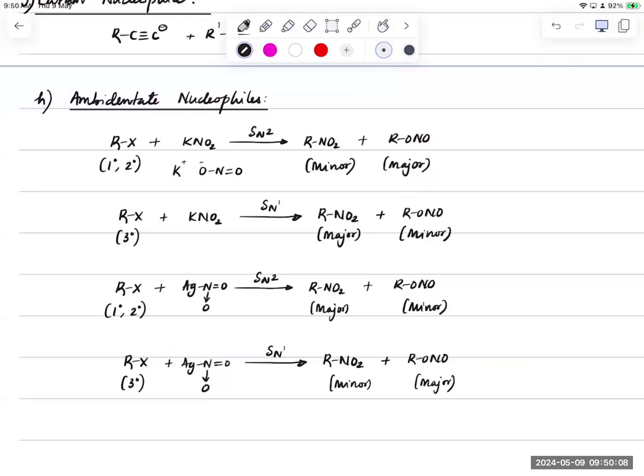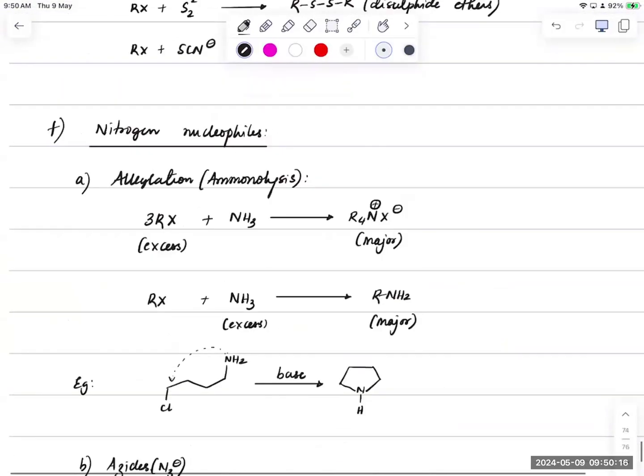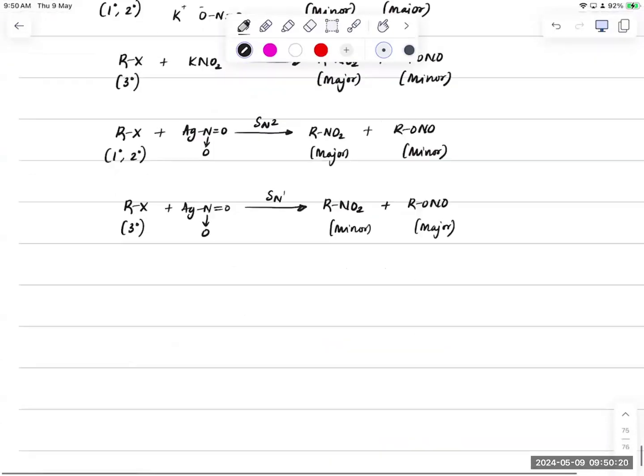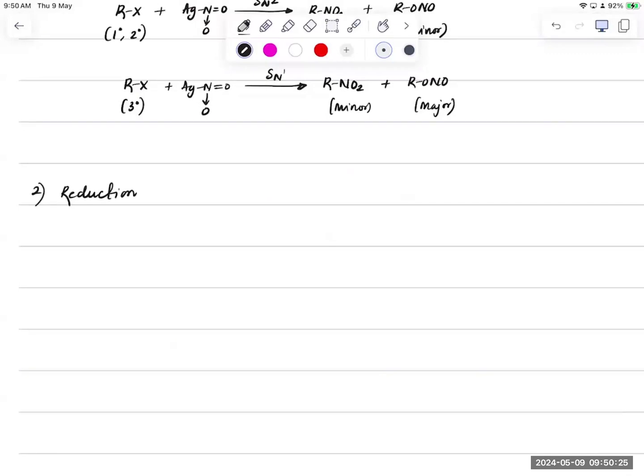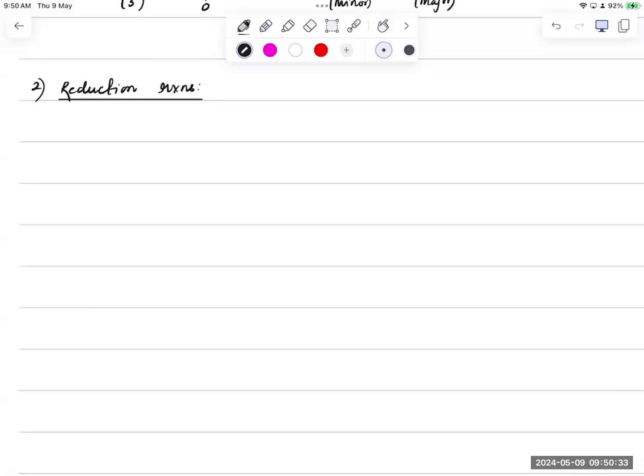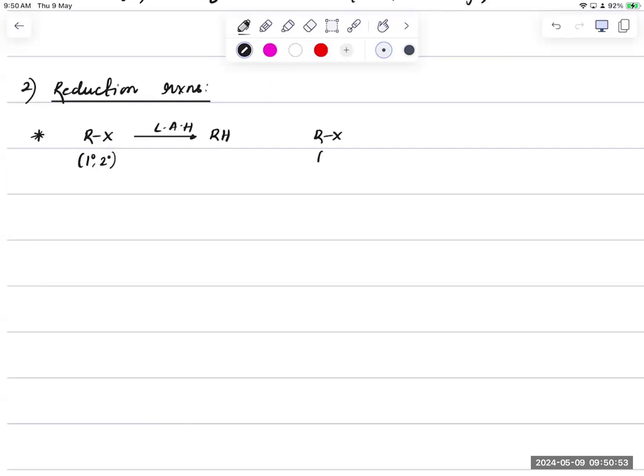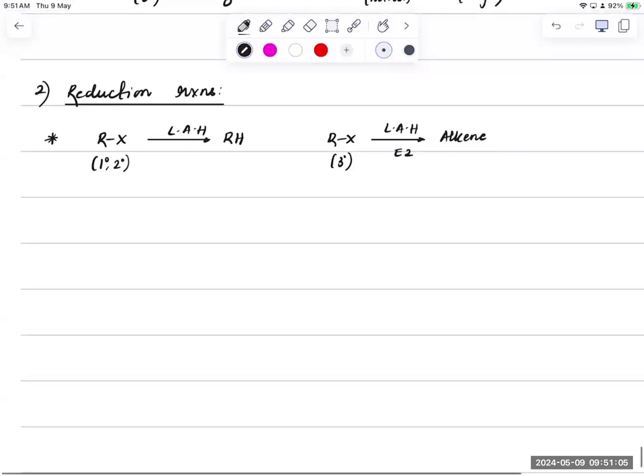Clear, everybody? I hope this part is done. Lastly, reduction reactions. The first case was all nucleophiles, and the second is reduction reactions. If you take RX, 1 degree or 2 degree, and treat it with lithium aluminum hydride, you will get RH. And if it is 3 degree, then you treat it with lithium aluminum hydride and you will get alkenes via E2 mechanism.